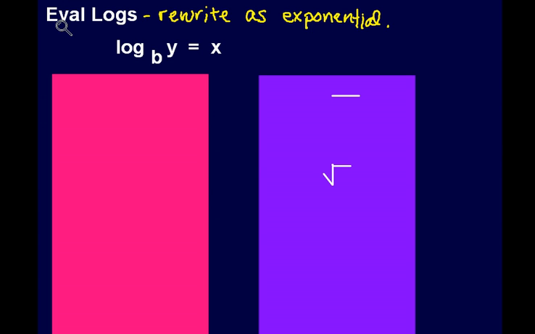We're now going to talk about evaluating logs. How do I evaluate a log? Well, we can rewrite it as an exponential function, and then use our skills to get the same base and solve for x. But first, we need to take this log and be able to read it. I would read this as log base b of y equals x. So this number right here, whatever number is here, is the base. Remember, if there's no number there and we're talking about log, it's assumed the base is 10.